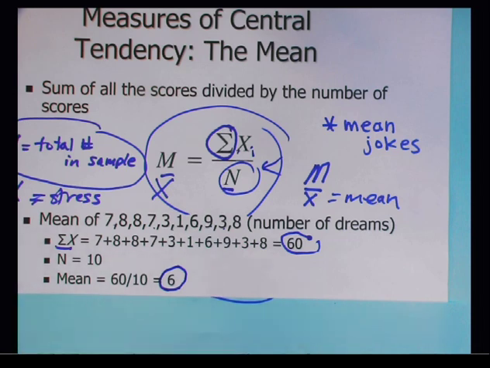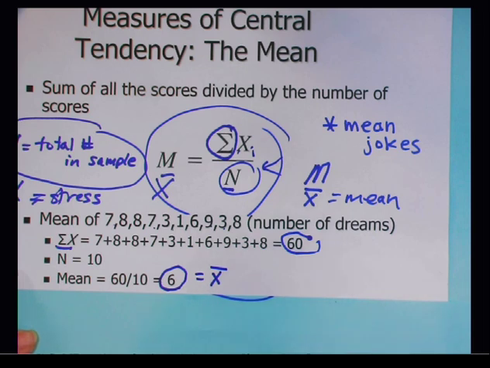And 6 is your mean or your average. 6 is your average, your mean. So the average number of dreams that these 10 students had in the past week was 6. It tells us something about where most of the data falls. It means most of the students had around 6. Now, it doesn't mean exactly 6. It could be slightly above, slightly below, but most of the data centers around 6.